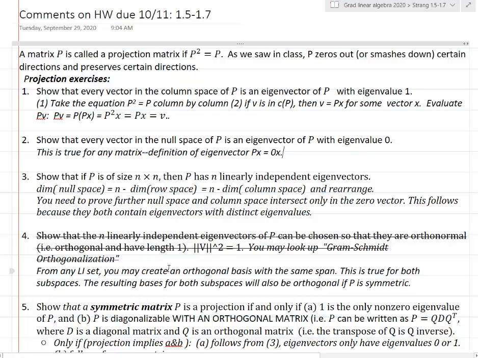All right, number 4. I unassigned number 4, but I can say something about it. In fact, whenever you have a subspace, or you have a basis of that subspace, you can always find an orthogonal basis with the same span. So you have the null space, which is eigenvectors with eigenvalue 0, and you have the column space, which is eigenvectors with eigenvalue 1. For each of those two spaces, you can find an orthogonal basis.